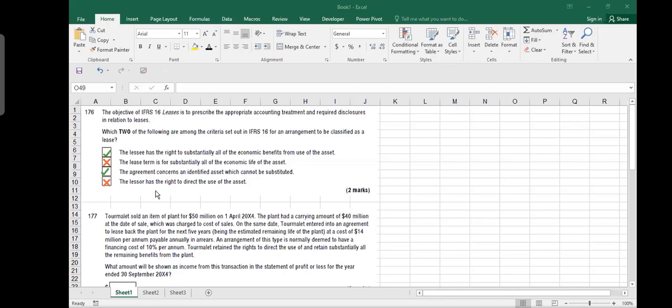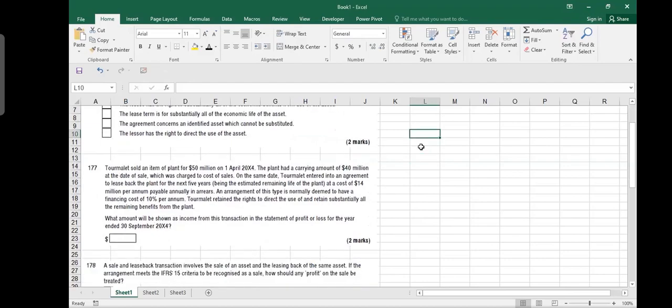Because if the lessor can dictate how you use the asset, then you are not the partial owner of the asset. You don't have control. There is no lease. So in order to have a lease, you should have full control of the asset for the lease period, how to use it, and the asset should be specified. So our answer is options A and C. That's a theoretical question, a short one. A and C are the two correct options.